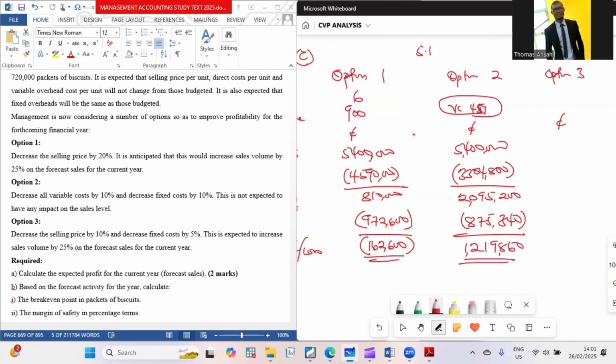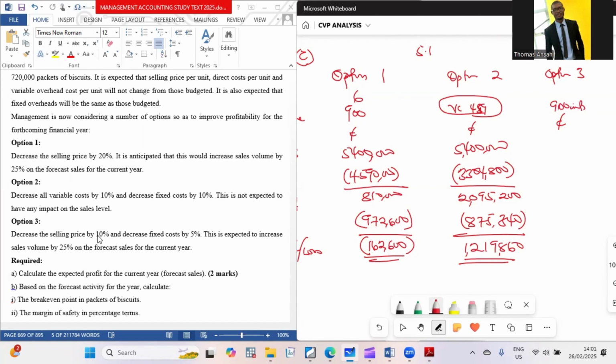So between option 1 and 2, I would have gone for option 2. But let's look at the last one. Decrease selling price by 10%. Decrease fixed cost by 5%. This is expected to increase sales volume by 25%. But we already did sales volume that has increased by 25%. Oh, and that one was 900 units. So this part we've done.